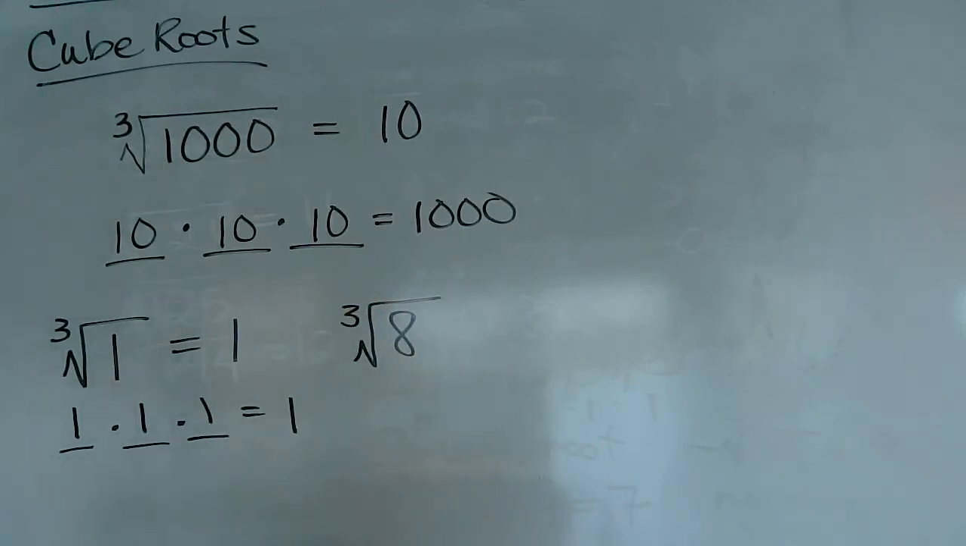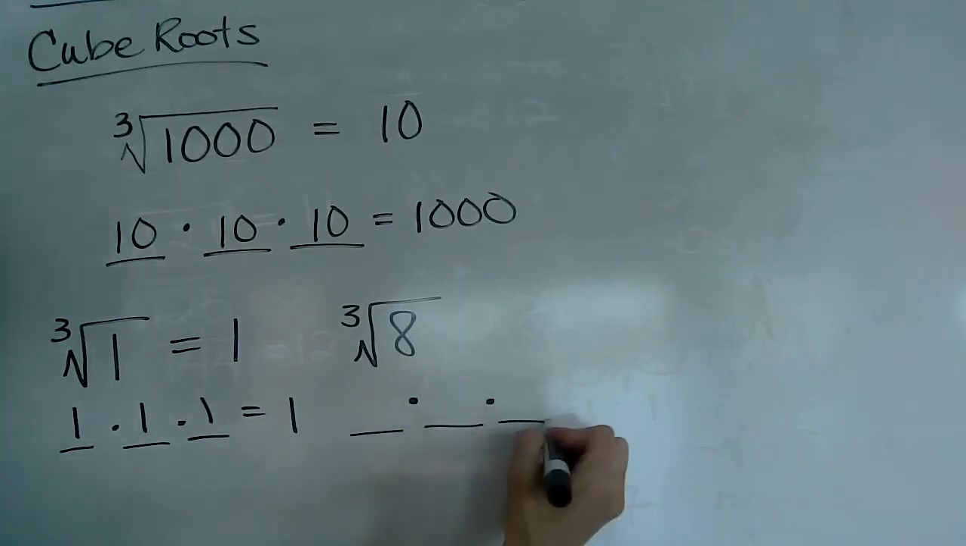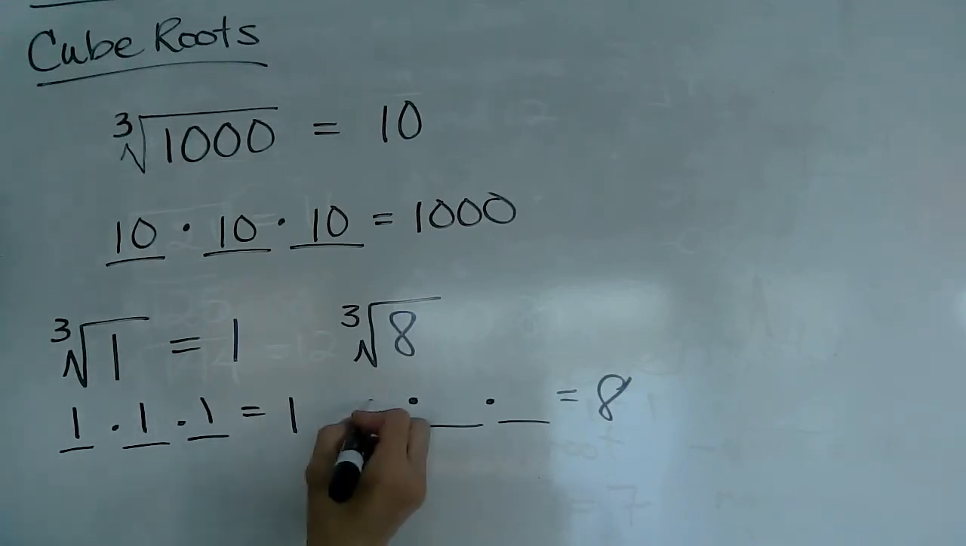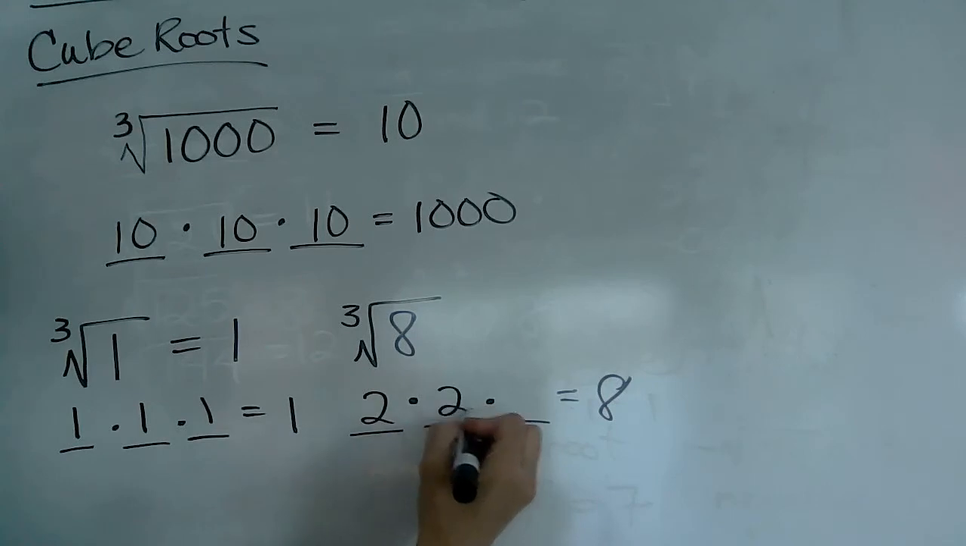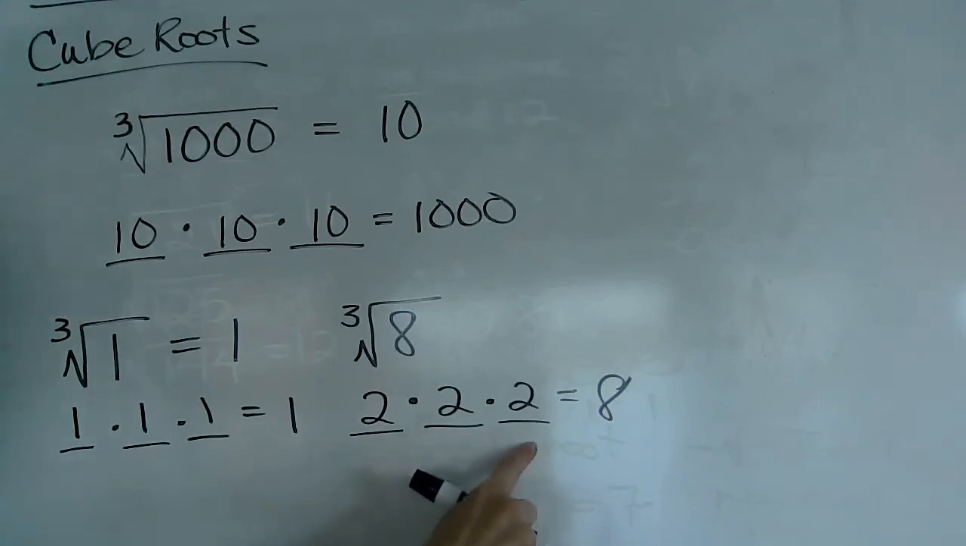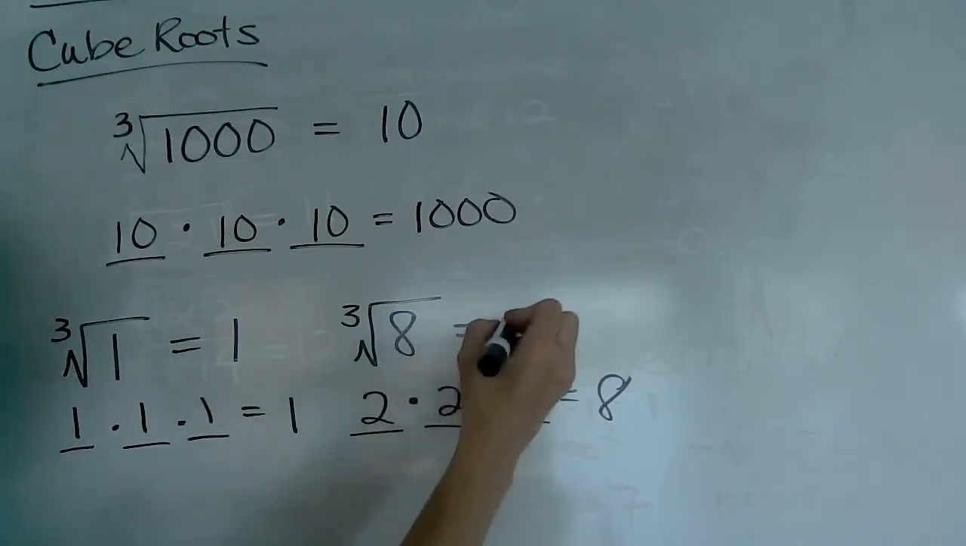Cube root of 8. If you've been working with exponents for a while, you might remember that we see 8 quite a bit when we're working with exponents if we have 2 as our base and 3 as our exponent. 2 times 2 times 2 is not 6. 2 times 2 is 4. 4 times 2 is 8, making the cube root of 8 2.